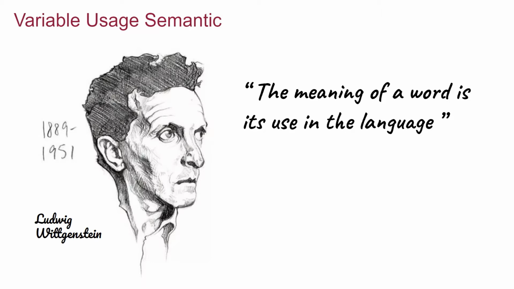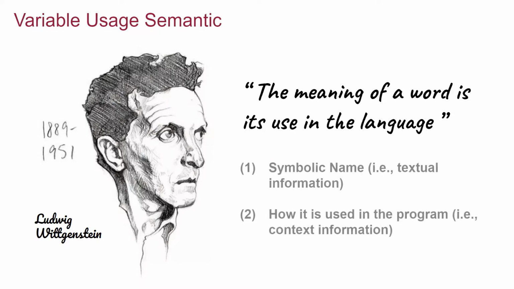So similarly, when we want to understand a variable, we also need to consider two parts. First, symbolic name, that is a variable's textual information. And second, how it is used in the program, that is a variable's context information, for example, its data or control flow.